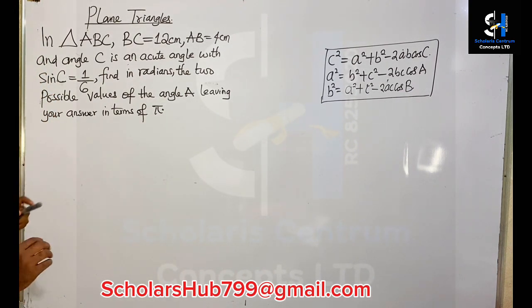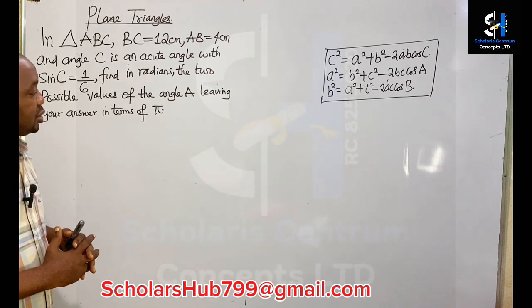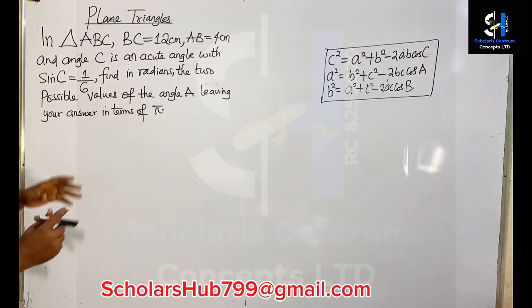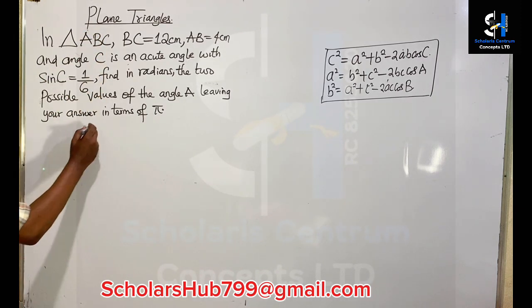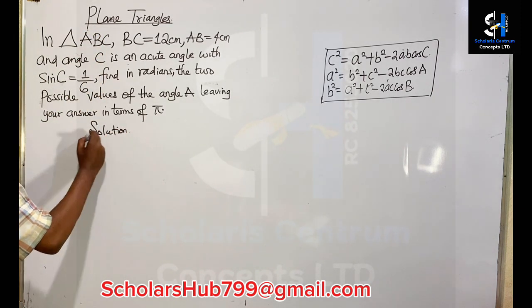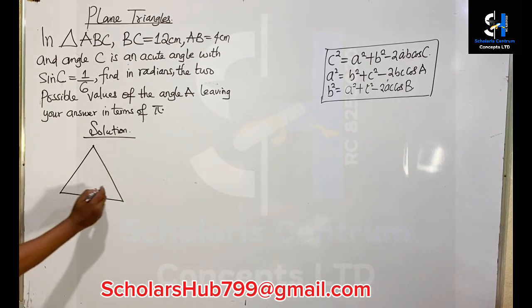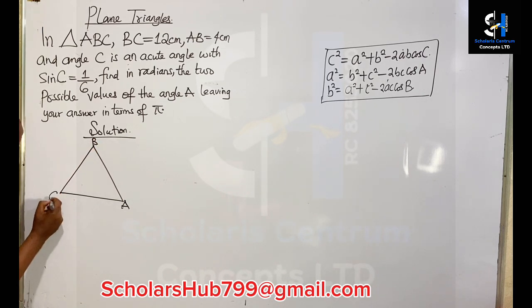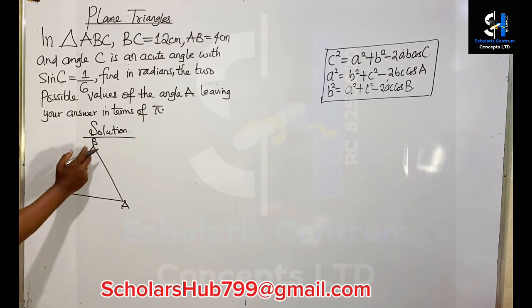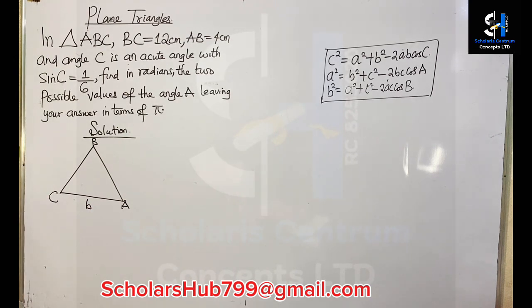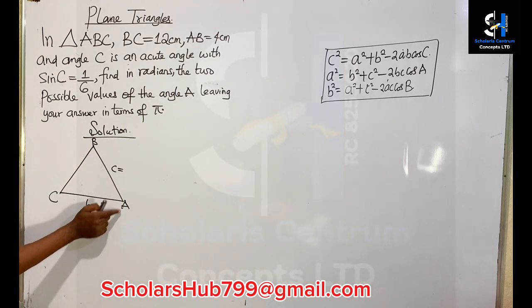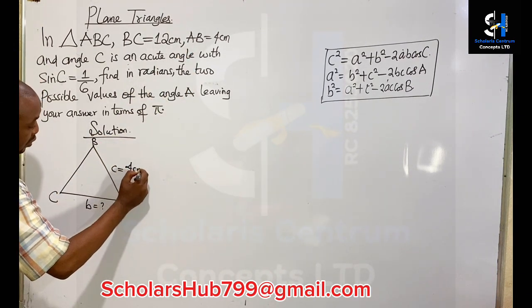Now let's see how this will be possible. First let's analyze the problem. We're given a triangle, so let's say we have a triangle ABC. Let's say this is A, this is B, and this is angle C. Opposite angle B will be lowercase b. Remember, side AC is not given. Opposite angle C we have lowercase c, and this is side AB. We have AB equals 4 centimeters.